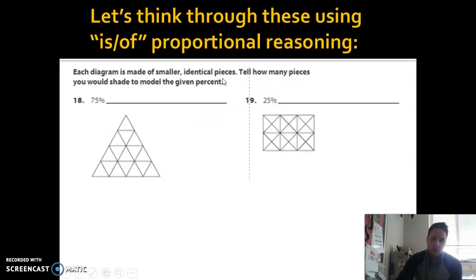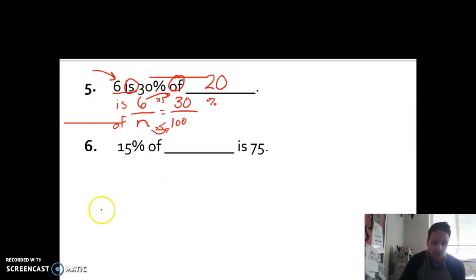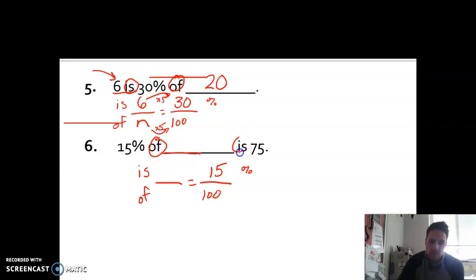Whoops. And just for fun, let's do the last one. 15% of blank is 75. Okay, so I have is over of. Got some keywords that I see. I'm dealing with percents, so I know it's going to be out of 100. And what do they give me? 15%. Oh, 15%. That means 15 out of 100 of blank is 75.